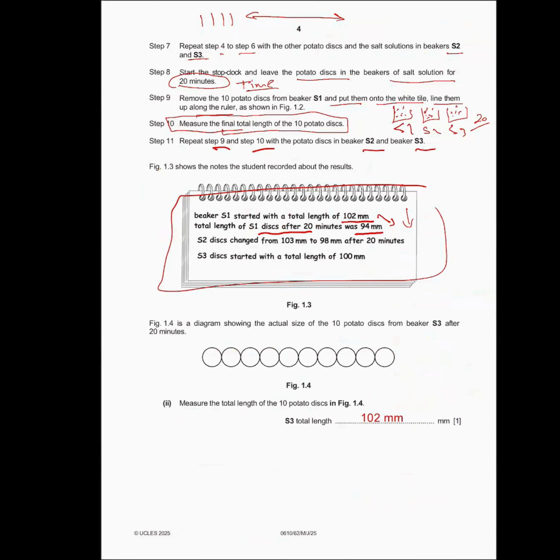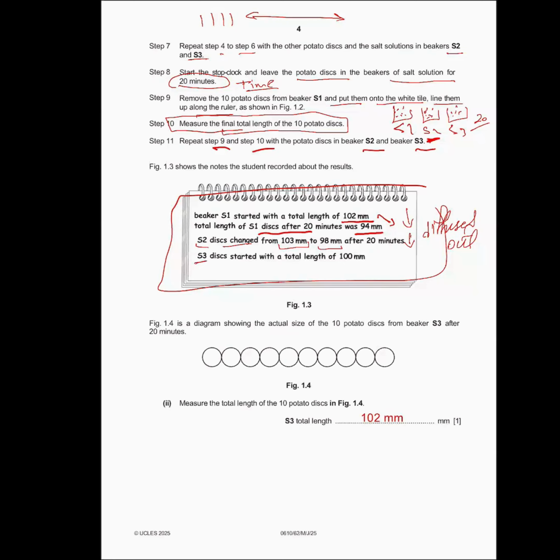Next, the S2 discs changed from 0.3 millimeter, 103 millimeter to 98. Also, the length of potato in beaker number two also decreased. So water also diffused out.